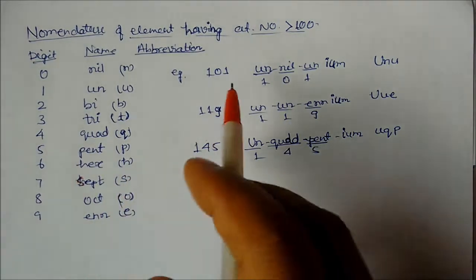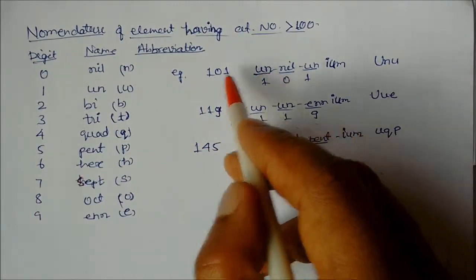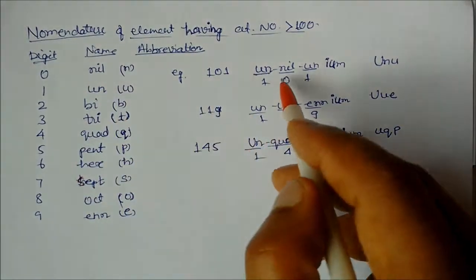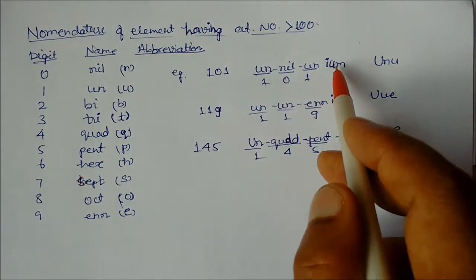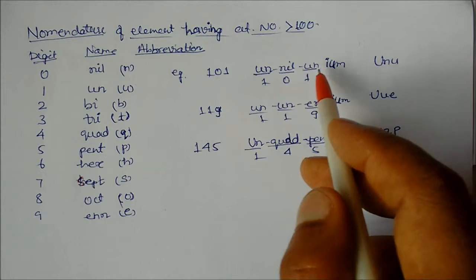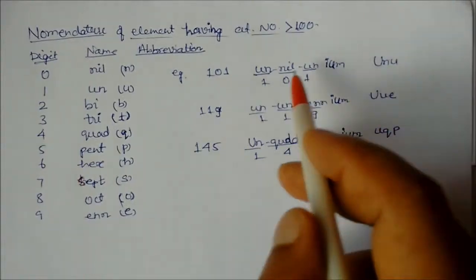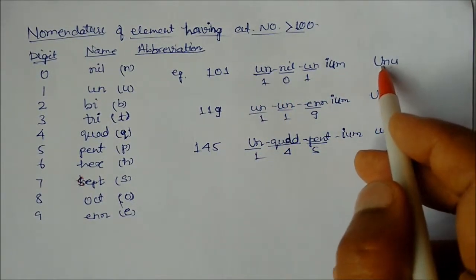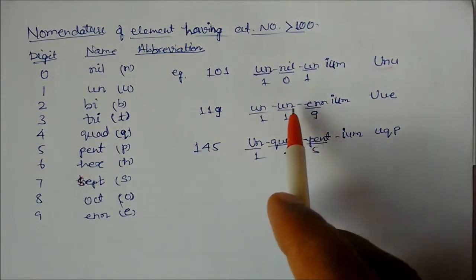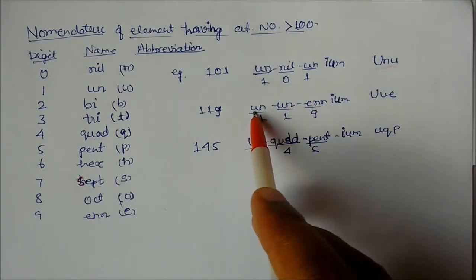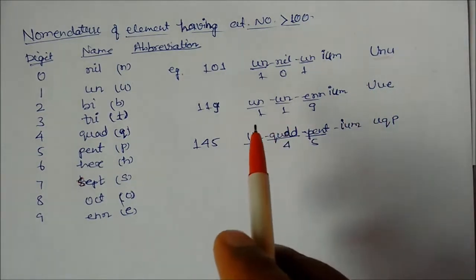Now how to write the names? Suppose the number is 101. According to IUPAC, 1 is un, 0 is nil, and again 1 is un, and you add the suffix ium. So un-nil-unium. This becomes your IUPAC name, and the symbol is U, n, U, so you use this for element 101. Similarly, 119: 1 is un, 1 is un, 9 is enn, with ium. So ununennium, symbol UUE, capital U, small u, and E. This is the IUPAC name of element 119.